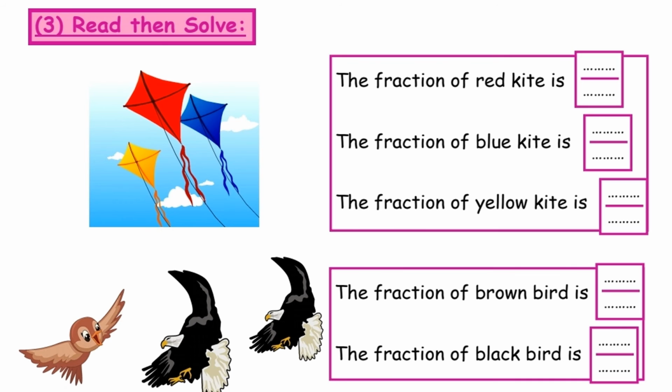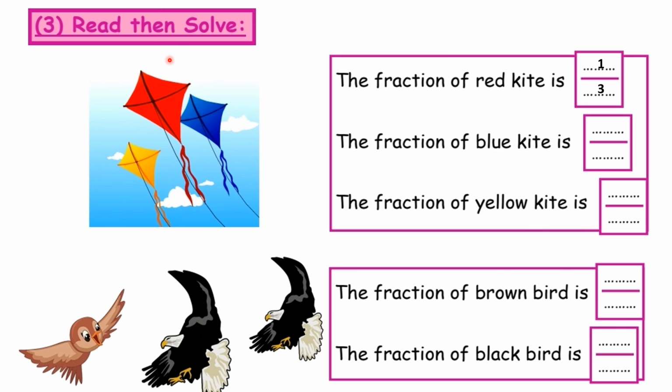Read and solve. I want to know the fraction of red kites. To find the fraction of the red kite, we put in the denominator the set of the kites. How many kites do we have in total? 1, 2, 3. So I put here 3. And in the numerator, we put the number of red kites. I have here 1 red kite, so I put 1.